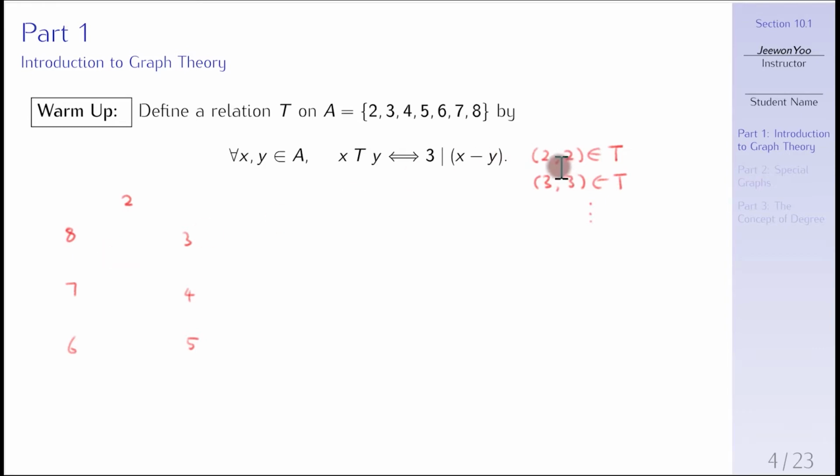Now, 2 comma 2 means, everyone, that 2 maps to 2, 3 sends to 3. That's kind of how we should treat it, okay? Now, 2 maps to 2 means what, everyone? It means 2 goes to 2 itself, which is a loop. Clearly, everyone, 3 comma 3 is in T. That means 3 goes to 3 itself. So it's a loop.